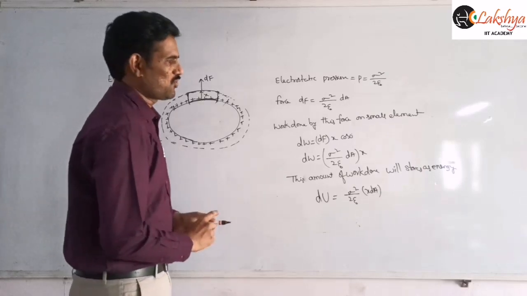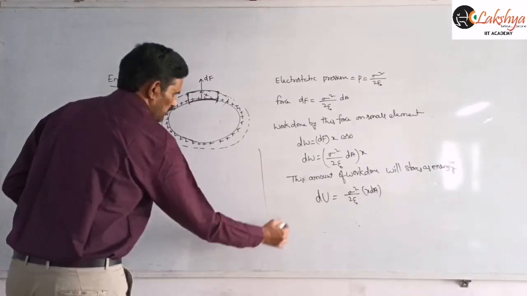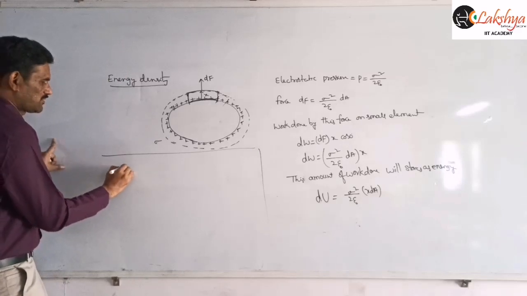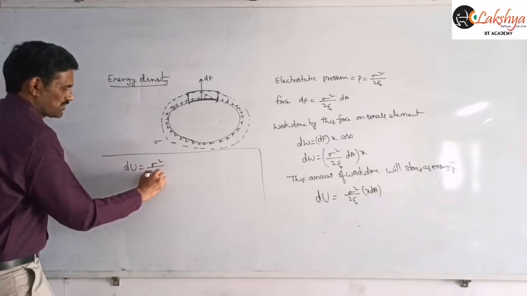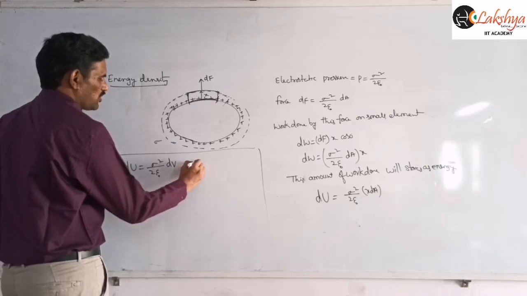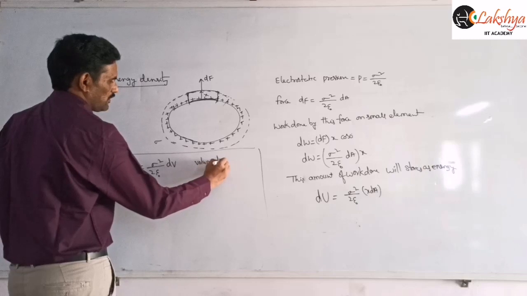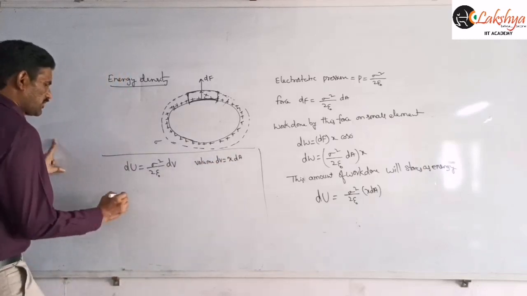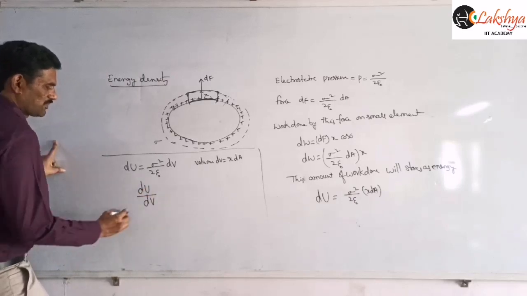So I will write that part here, continuation I am writing here. And so therefore this part we can write it as dU is equal to sigma square by 2 epsilon naught into dV, where dV is the volume of the small element. So volume dV is equal to x into dA, and therefore this is nothing but dU by dV is equal to sigma square by 2 epsilon naught.